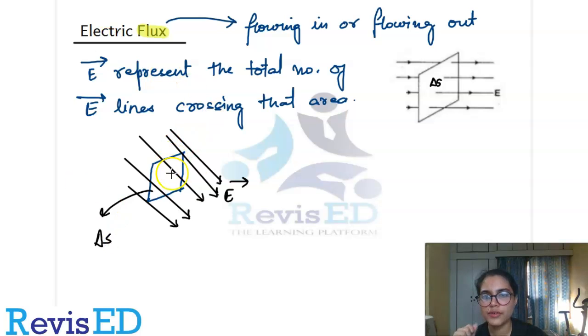Now what do you have? You have this area as dS. It is at some angle from the electric lines of force, so it is kept at some tilt. Now, in this tilted area element, the number of field lines passing through it at some angle theta is small, because they are making some angle theta with it.